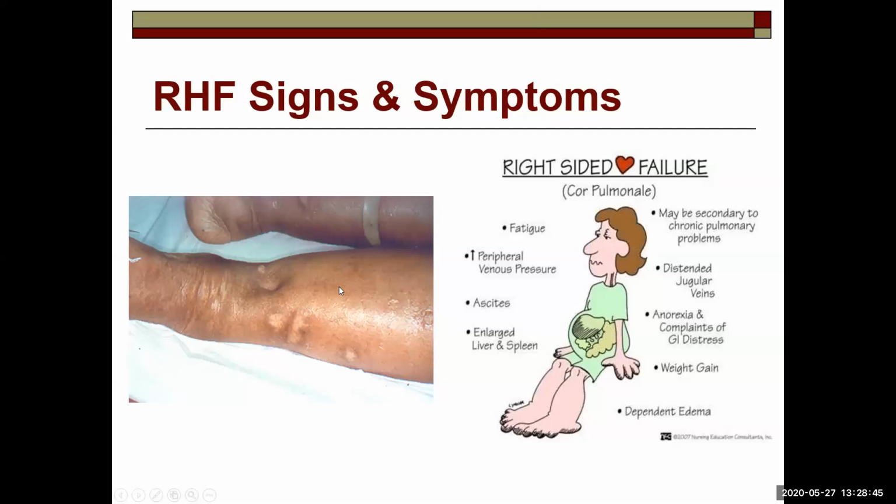So here's a picture of edema. This is what we call pitting edema. So you put your finger in here and you push down. You see that indentation right there? Because this is all fluid here. So you push in and the skin will go in there and retract inside because of the fluid. That's called pitting edema.